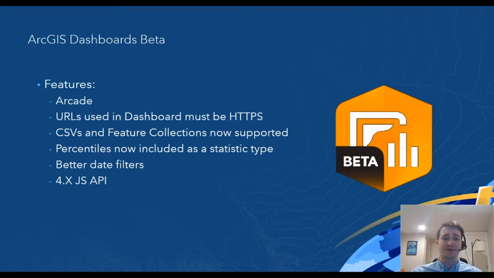CSVs and feature collections are now supported. Percentiles are a statistic type. There's some great date filters as well. If in those lists and widgets, I want to be able to look at something just from the past quarter, all I need to do is in that filter, just quickly select past quarter, and it'll instantly filter all of my data. It's really great. And then also for any of you JavaScript nerds, this is using the 4.x JavaScript API. So it adds a lot more functionality and it's way more performant compared to previous versions.